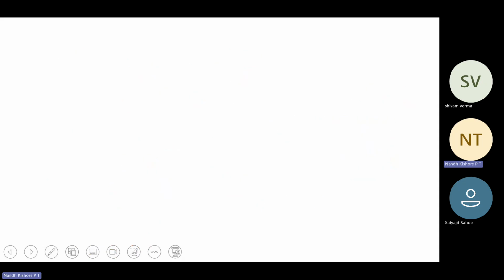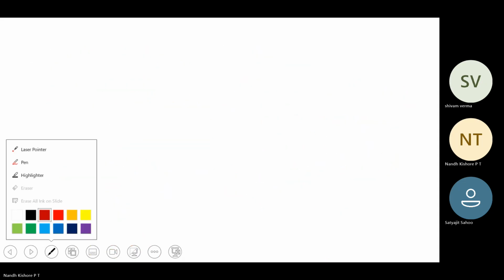Okay, so we'll go to the next problem. Find the output voltage for the following circuit.